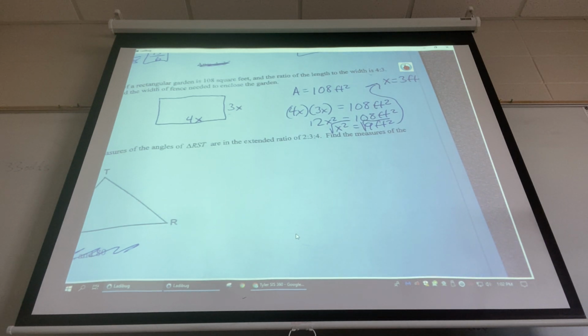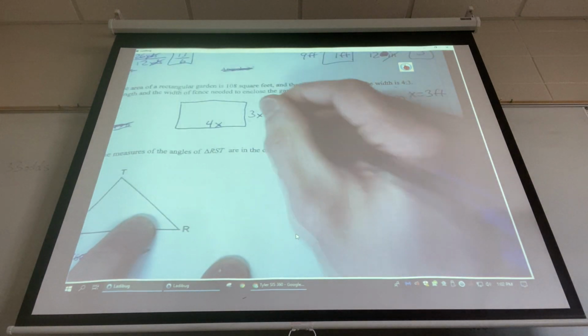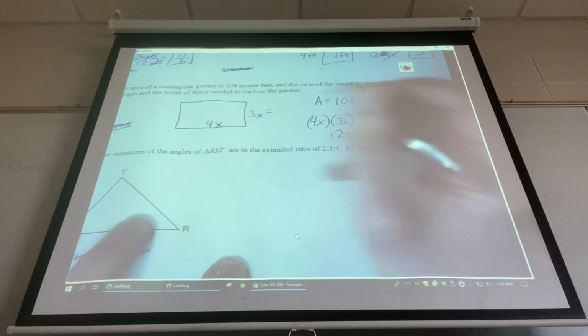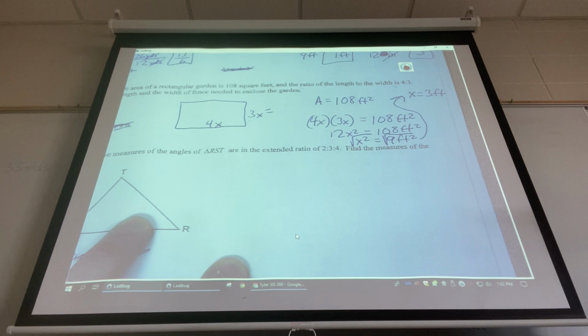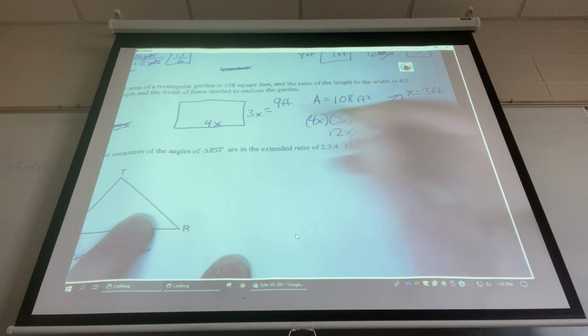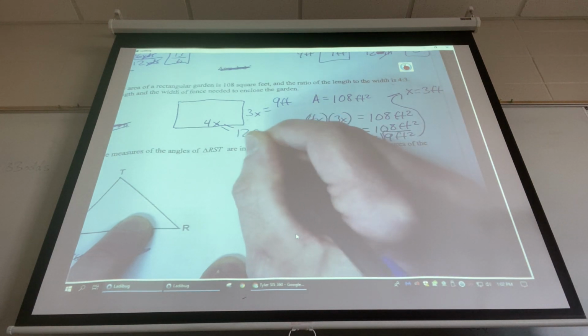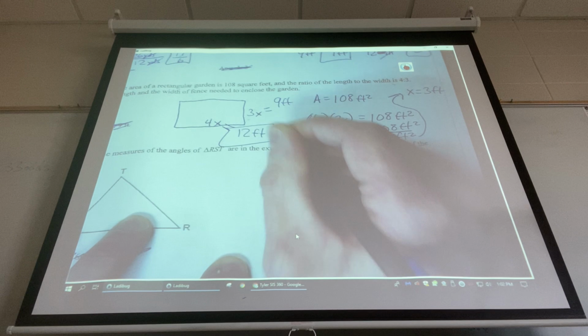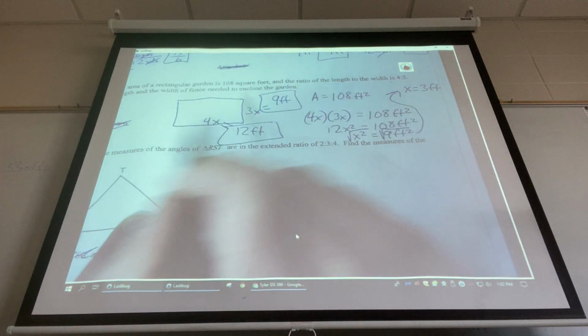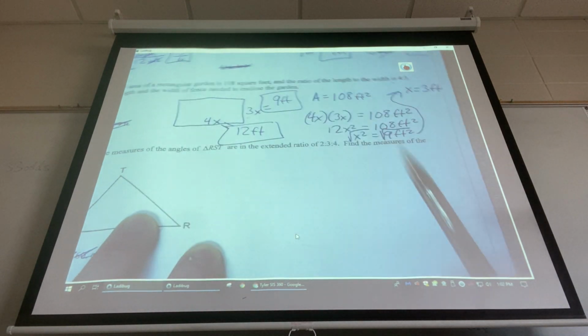And that means that our length here is going to be what? 9 feet. And our length here is going to be what? 12 feet. And I think we're good there. It kind of makes it sound like we need to get the area or the perimeter, but I don't think so.